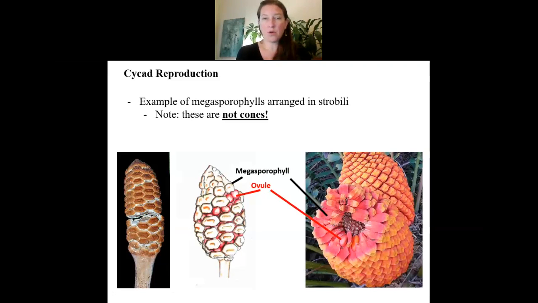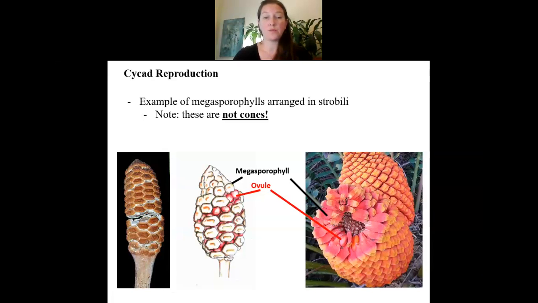Sometimes the book or other sources might call cycad strobili cones. They are not cones. I can write a long thesis about how they're not cones. It has to do with what they are, what they consist of. Basically, a strobilus is a stem and leaves. A cone is a branch system. So we'll talk about cones later in this class, but strobili are what cycads have. They do not have cones.